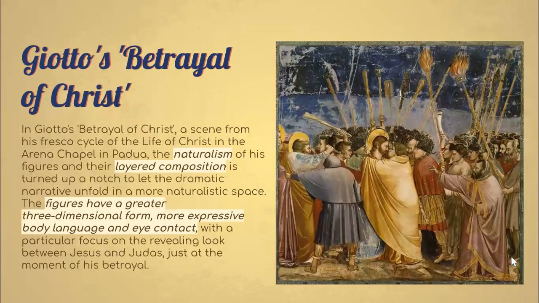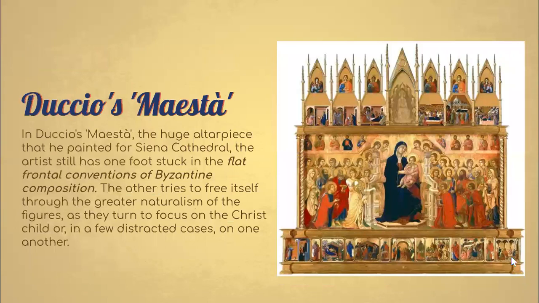Giotto's Betrayal of Christ. So in Giotto's Betrayal of Christ, a scene from his fresco cycle of Life of Christ in the Arena Chapel in Padua, the naturalism of his figures and their layered composition is turned up a notch to let the dramatic narrative unfold in a more naturalistic space. Okay, so of course this looks a lot more natural. The layers in terms of how people are crowded and appear on the actual composition. Okay, it's slightly more accurate in terms of it looking a little bit more believable than say this arrangement.